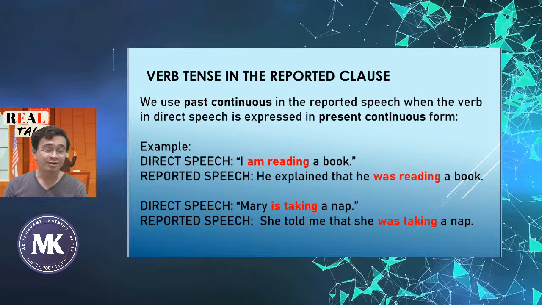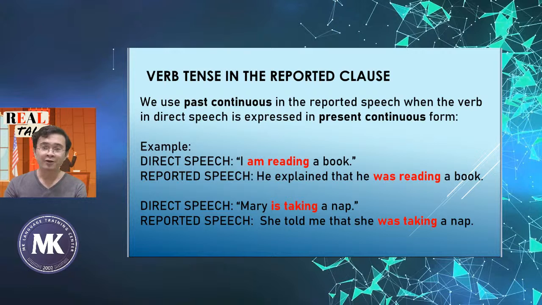when we say present continuous form, we use be verb plus verb-ing, and this be verb we use is is, are, or of course sometimes am in our sentence. So am, is, are followed by verb-ing, so we call it present continuous. So if your verb again in the direct speech is expressed in present continuous, then we need to change that verb into past continuous when we do our reported speech.